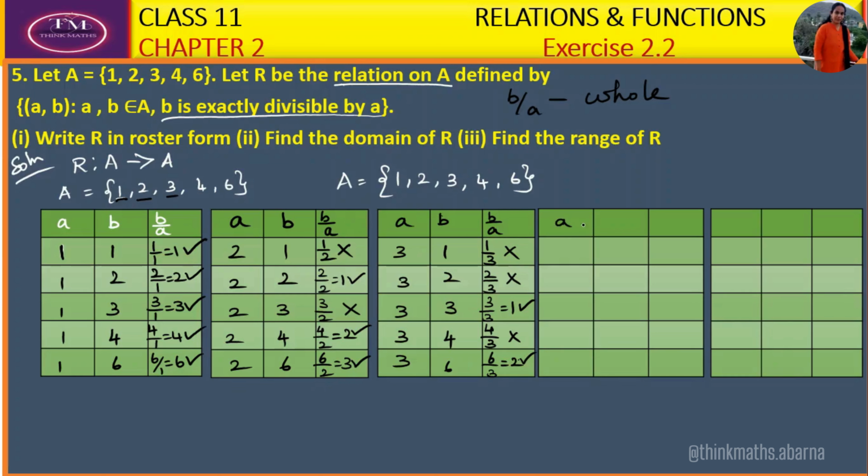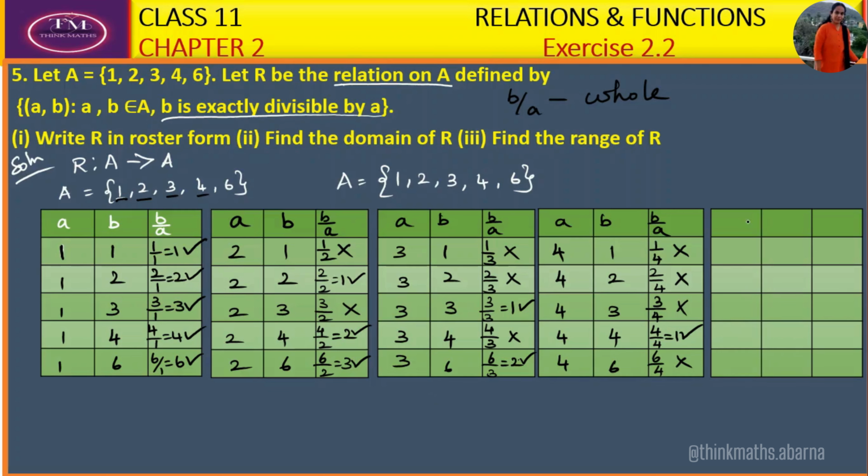Next, a, b, b by a. We took 1, 2, 3. Next we will take 4. So the first element will be 4, and the second element is 1, 2, 3, 4, 6. So b by a: 1 by 4 is not a whole number. 2 by 4 is 1 by 2, so we cannot divide 2 in the 4 table, so it is not a whole number. 3 by 4 is also not possible. 4 by 4 is equal to 1, so it is a whole number. 6 by 4 is not a whole number.